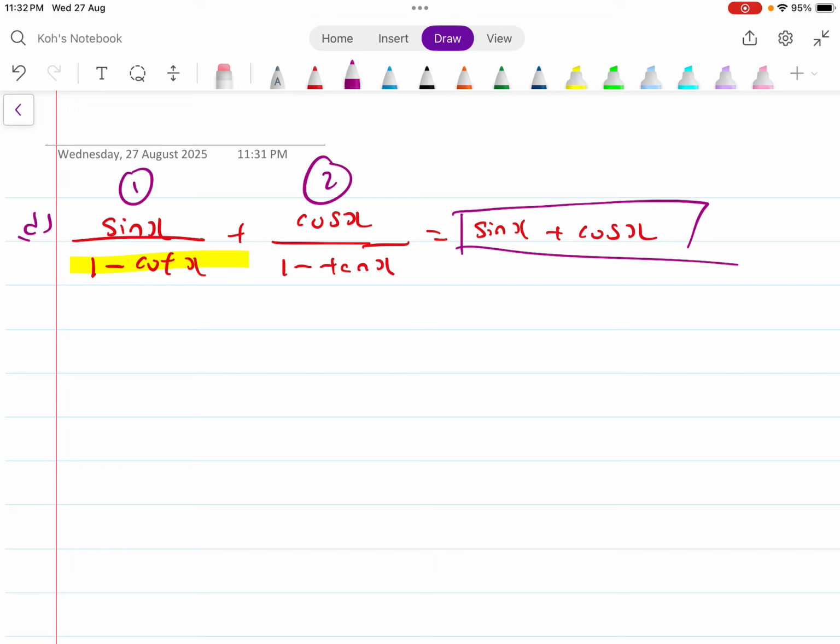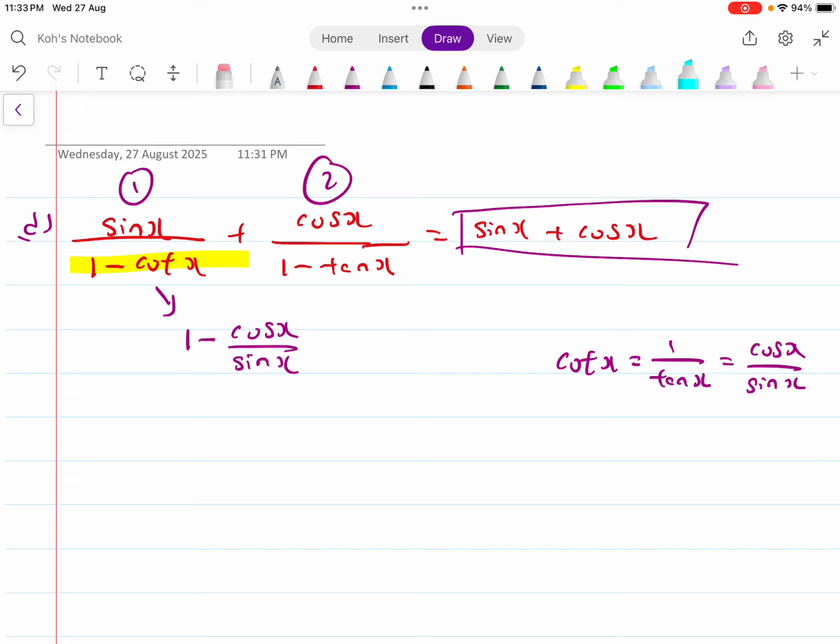You look at the denominator, it's 1 minus cotangent. This cotangent I can put in terms of, because cotangent, you look at the third alphabet, is 1 over tangent. So cotangent x is 1 over tangent x, and I can also make it in terms of cosine over sine. So for this, it is 1 minus cosine x over sine x.